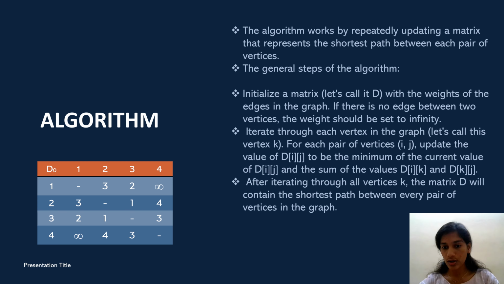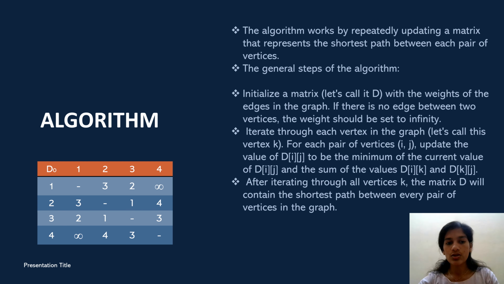For each pair of vertices i, j, update the value of D(i,j) to be the minimum of the current value of D(i,j) and the sum of the values D(i,k) and D(k,j). In this case, we initially consider D0 and then we compute D1 on the basis of this condition. For k equal to 1, we keep the row and column of k constant, and we compute the rest of them.